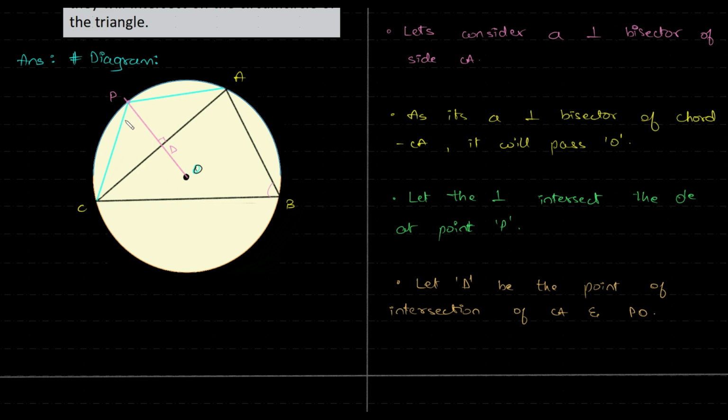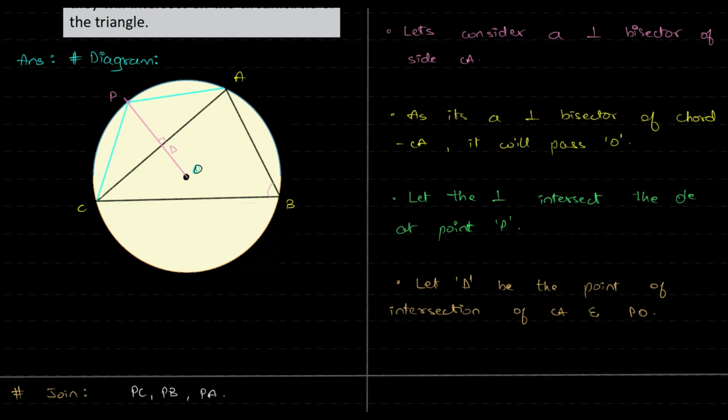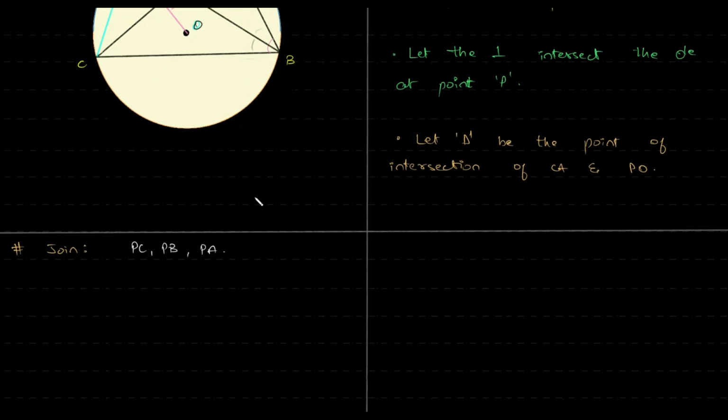We need to join quite a few things. So let's join PC, PB and PA. All of this will join. We already joined two. Let's join the third one, this particular line. If I prove that these two angles are equal, we are done basically. That's what we're going to work towards. Let's do it one step at a time. So we'll start with the proof.